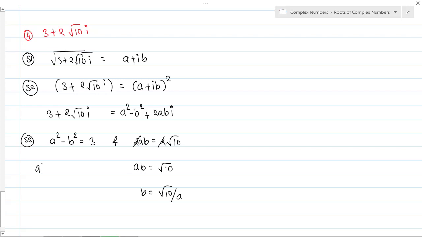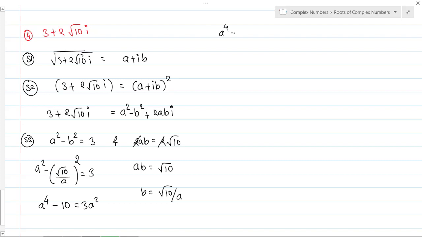So I will get a² − (√10 by a)² equals 3. This is squared, so taking the square and multiplying by a² on both sides, I will have a⁴ − 10 = 3a². Let me write that a⁴ in this equation this side.